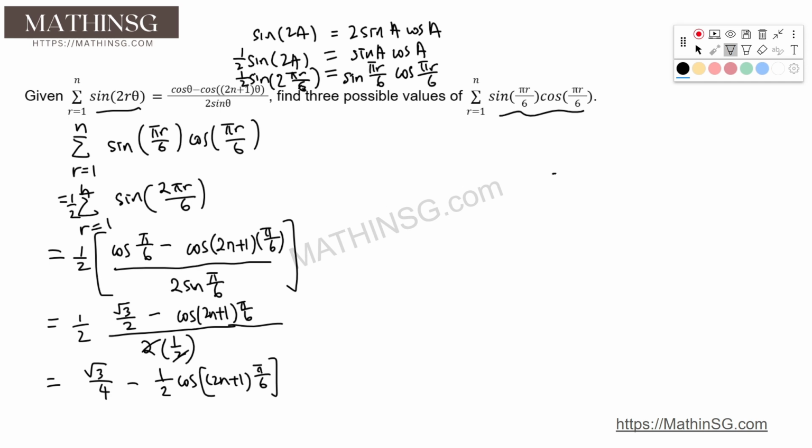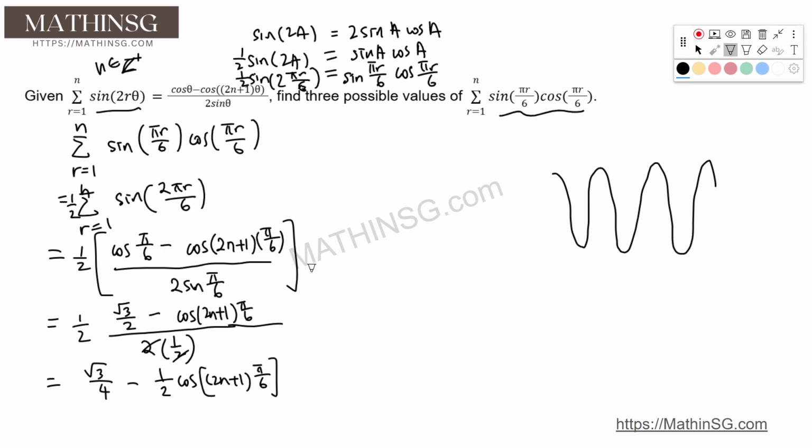Recall that cosine is a cyclical function, something like this. So after a while the values will repeat. We know that because this is a summation question and n is an integer, it must be a positive integer that is greater than or equal to 1 based on this notation here.